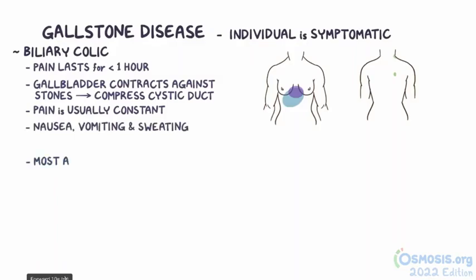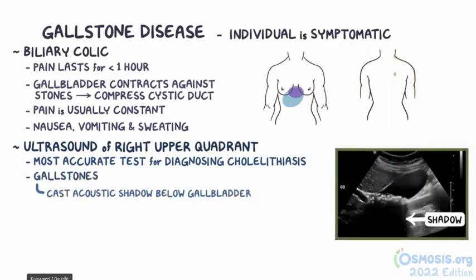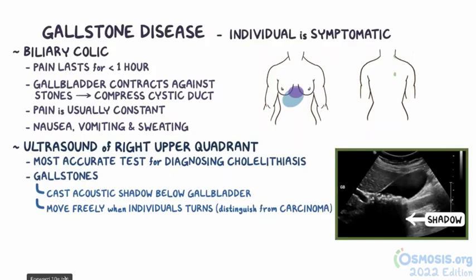The first and most accurate test for diagnosing cholelithiasis is an ultrasound of the right upper quadrant, which shows a distended gallbladder with stones inside. On an ultrasound, the gallstones cast an acoustic shadow below the gallbladder, and they also move freely when the individual turns from one side to the other, and that can help distinguish them from other conditions like carcinoma. In some cases, the gallstones are so small that on the ultrasound they appear as a so-called sludge, which doesn't cast an acoustic shadow.